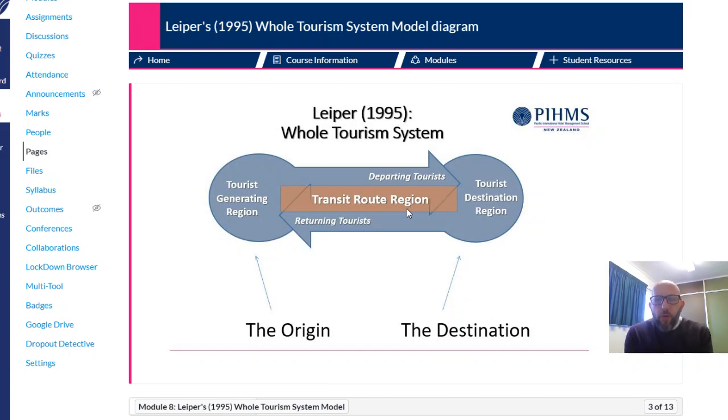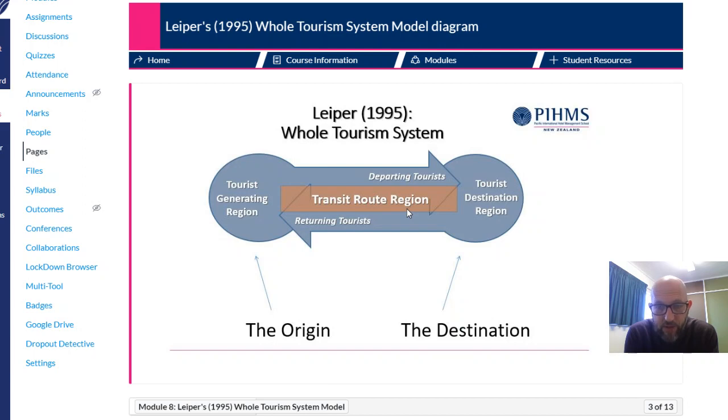One of the reasons why Leiper developed this model is that the academic awareness of tourism before 1995 had become quite a complicated process of who was a tourist, where were they going, where did they come from, and how did they get to that place. So essentially, Leiper just developed this very simple whole tourism system model that you can see illustrated.